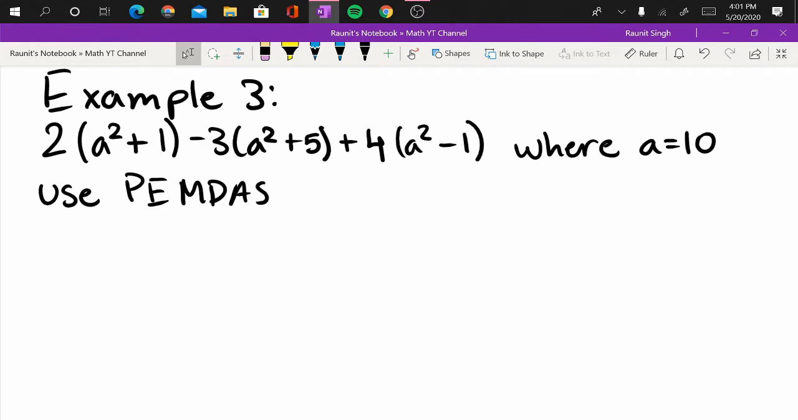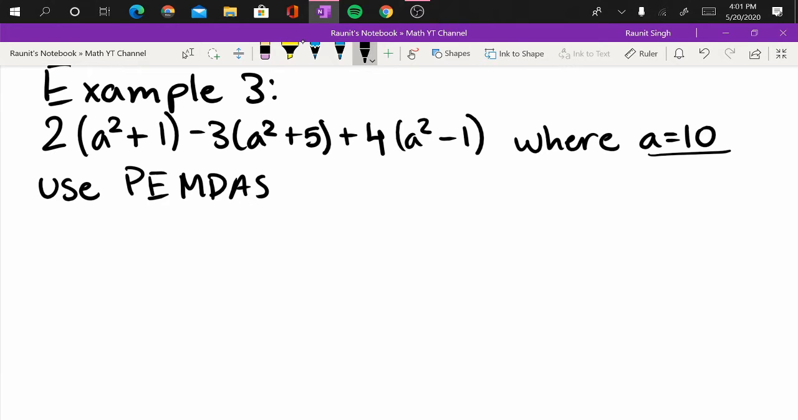So instead of plugging in a first, we're going to solve it and find a more simplified equation. So we're going to multiply. 2a squared, we're going to use the distributive property, 2a squared plus 2 minus, and then 3a squared minus 15. Remember, negative times positive is equal to negative. And then we have plus 4a squared minus 4. Positive times negative is equal to negative.